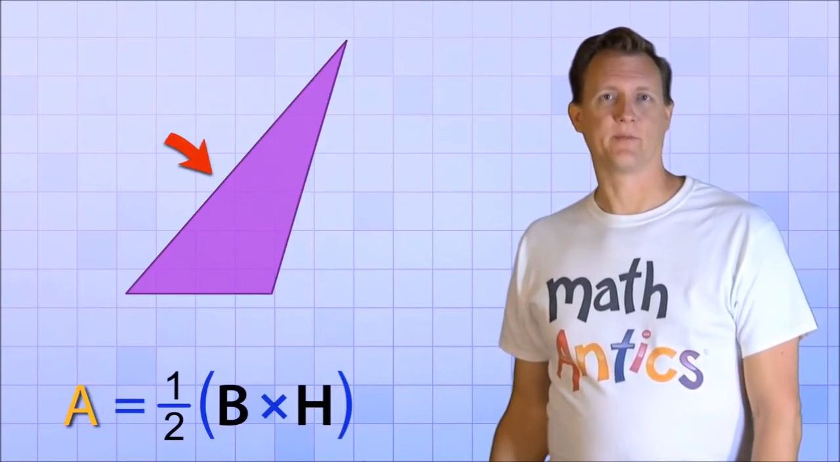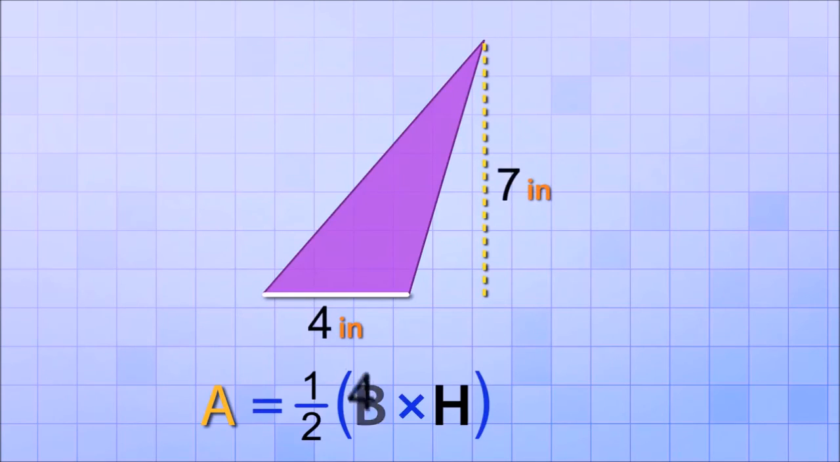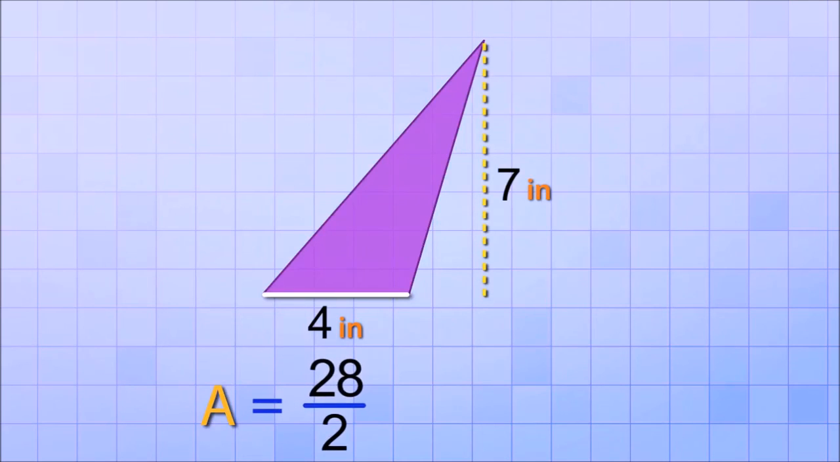Let's try our last example. The diagram of this obtuse triangle tells us that the base is 4 inches and the height is 7 inches. So let's plug those values into our formula. We end up with the equation area equals 1/2 of 4 times 7. 4 times 7 would be 28. And then we can calculate what 1/2 of 28 would be by dividing by 2. 28 divided by 2 is 14. So the area of this obtuse triangle must be 14 square inches.